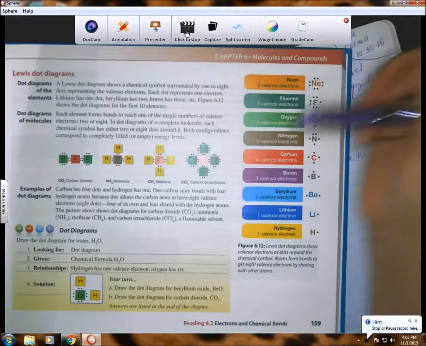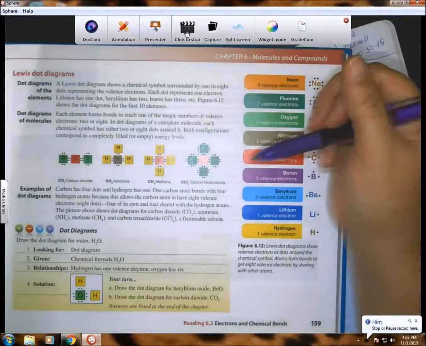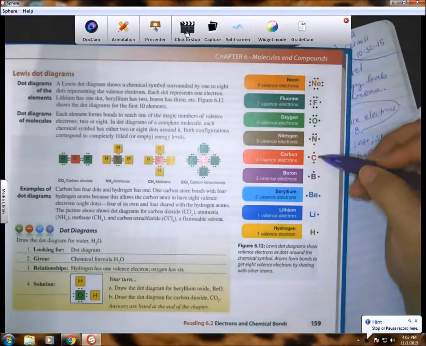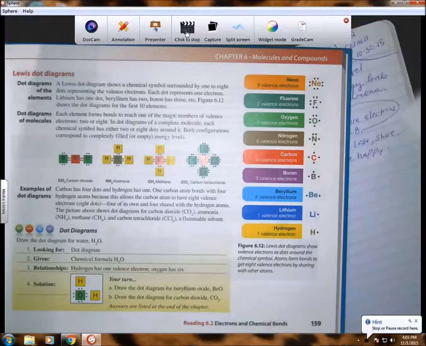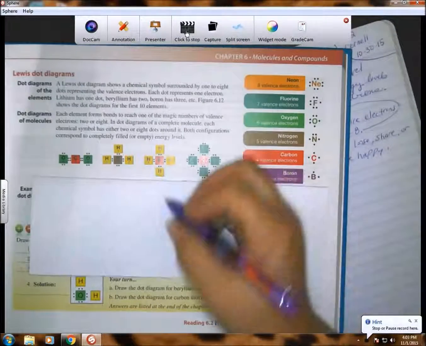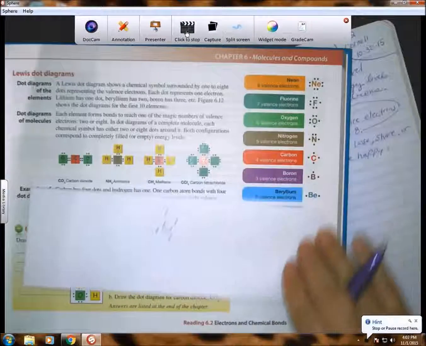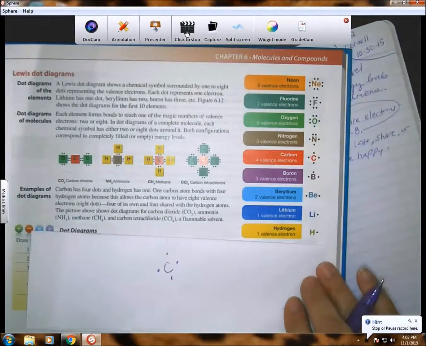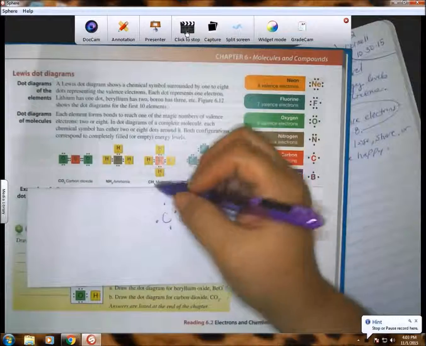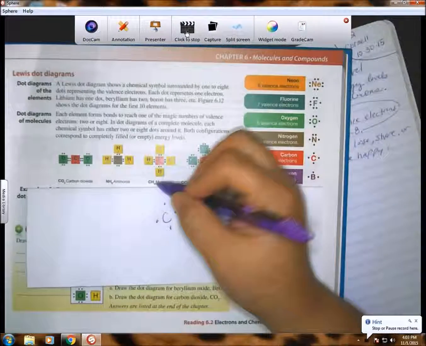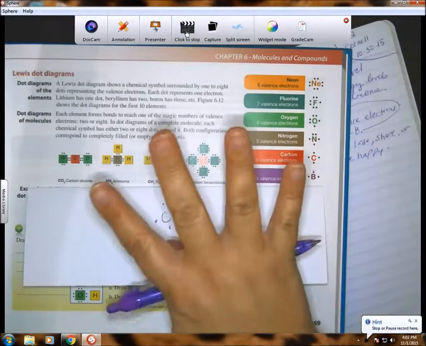Let's look at carbon, methane. Again, we know carbon has 1, 2, 3, 4. So if I were to draw this for you, it would look like this. Carbon, 1, 2, 3, and 4. And we know that hydrogen has 1. And since it says CH4, we have 1 carbon and 4 hydrogens.